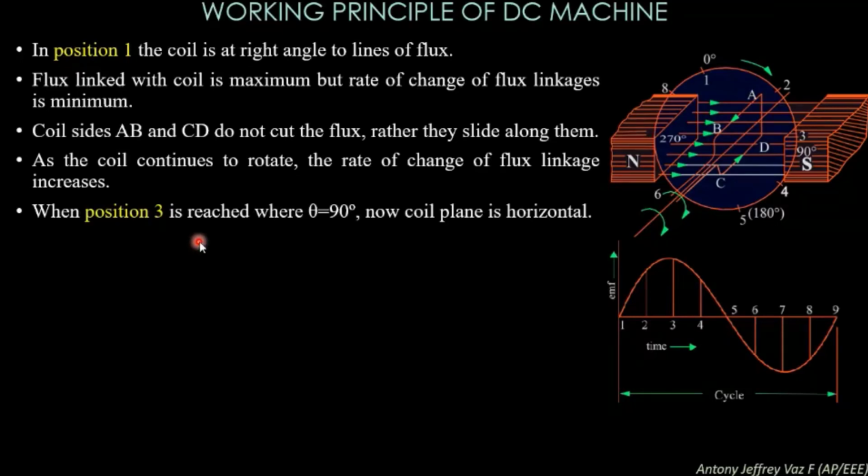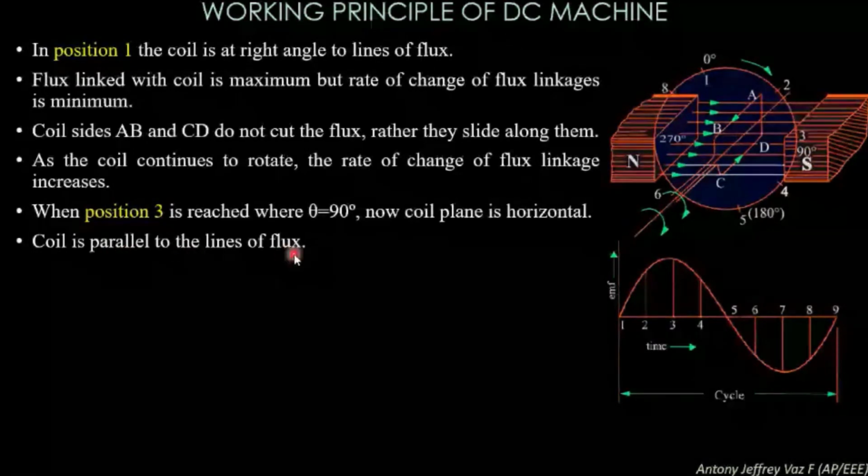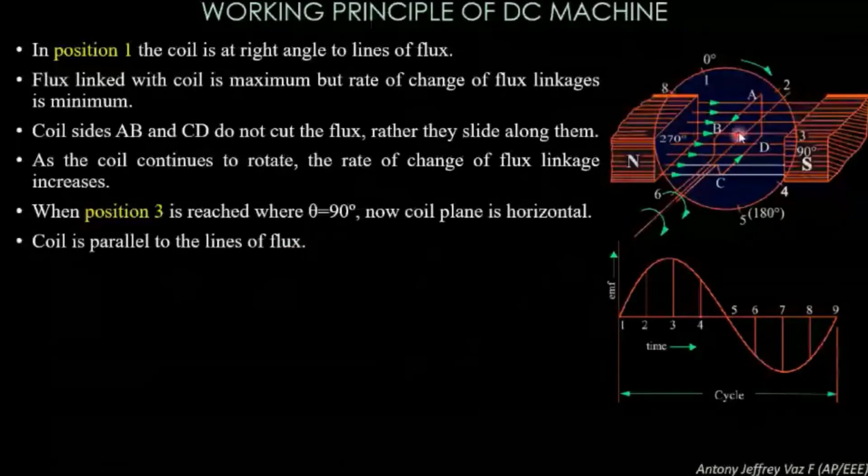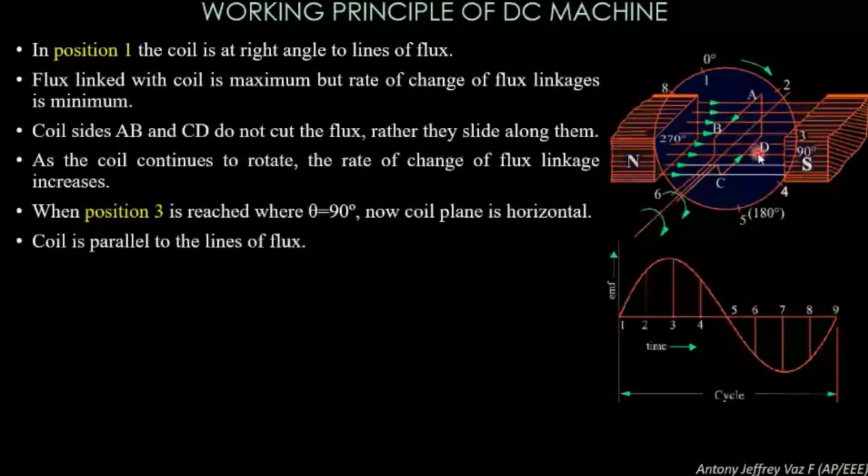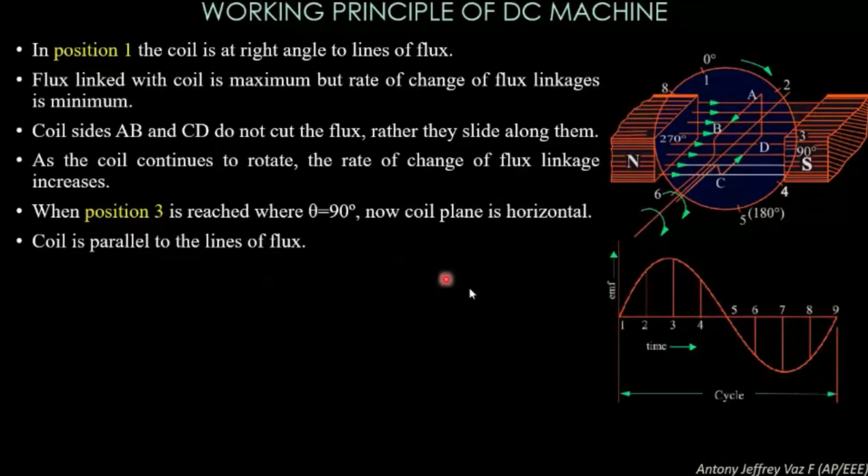Similarly, when position 3 is reached, say when theta is equal to 90 degrees, the coil plane is horizontal. So now you can say that the coil AB and CD has been rotated, and now it reaches position 3. At this position, the coil is parallel to the lines of flux. Now the lines of flux will be parallel with the coil AB and CD. At this position, the rate of flux linkage is maximum. So due to maximum flux cutting in the coil, you will get a peak voltage at the third position.